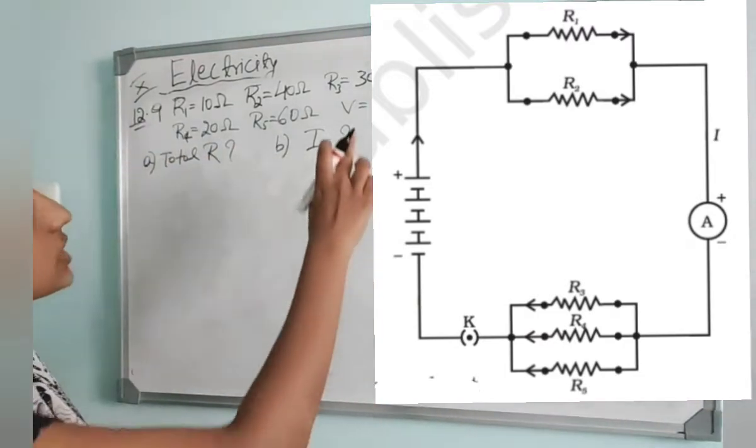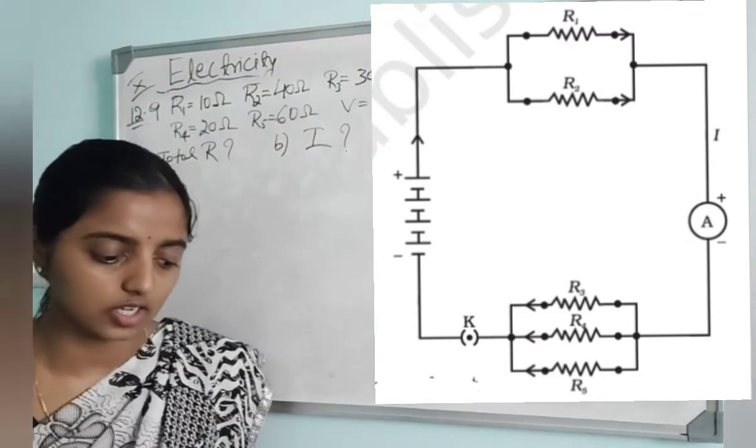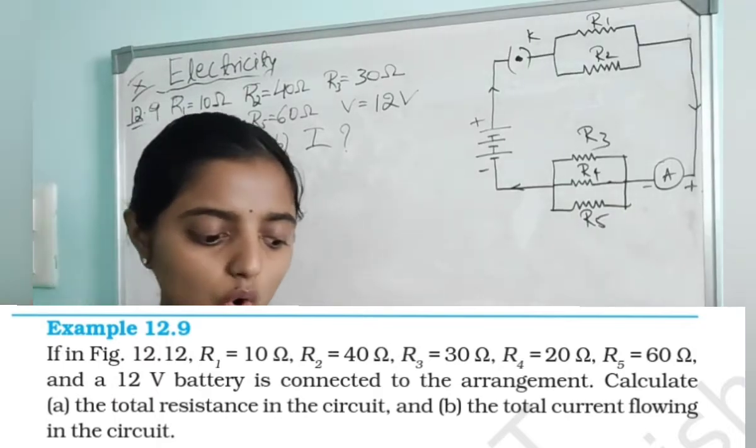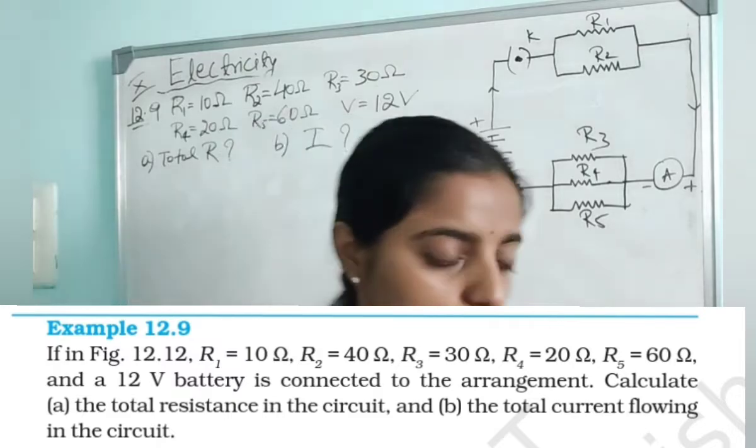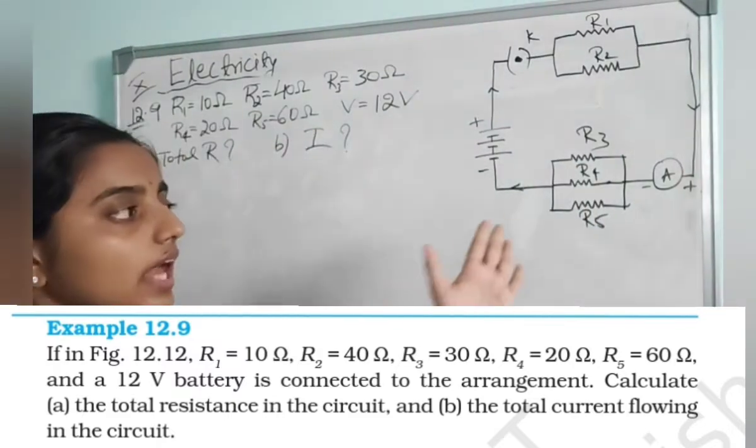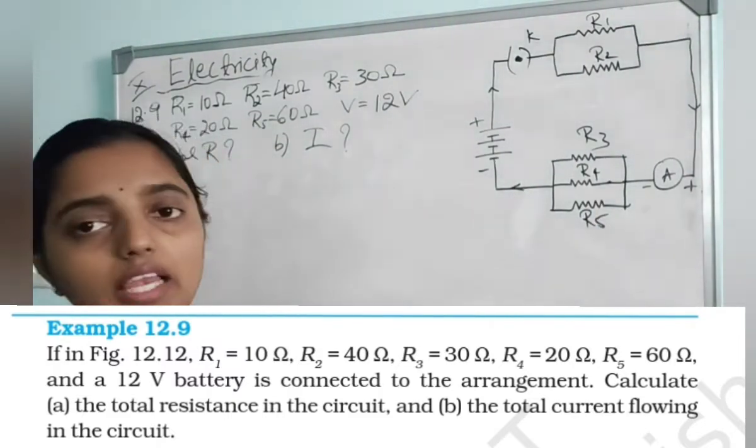So the given data has been written on the question, and they are asking us to calculate the total resistance in the circuit and the total current. So this is the question. The diagram I wrote here, everyone use a scale and write, okay?